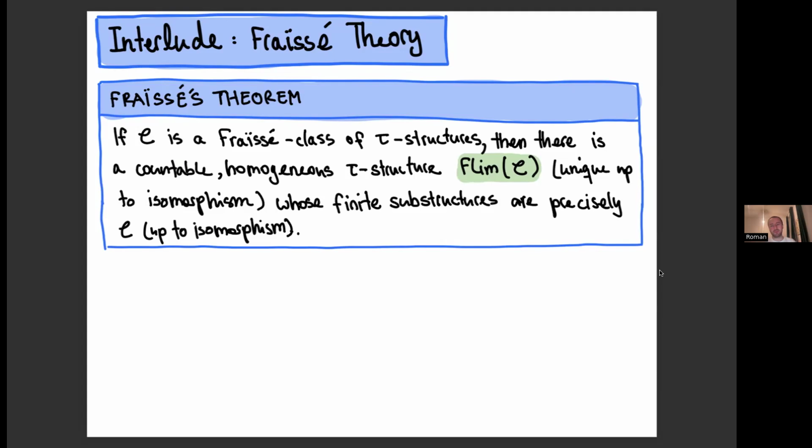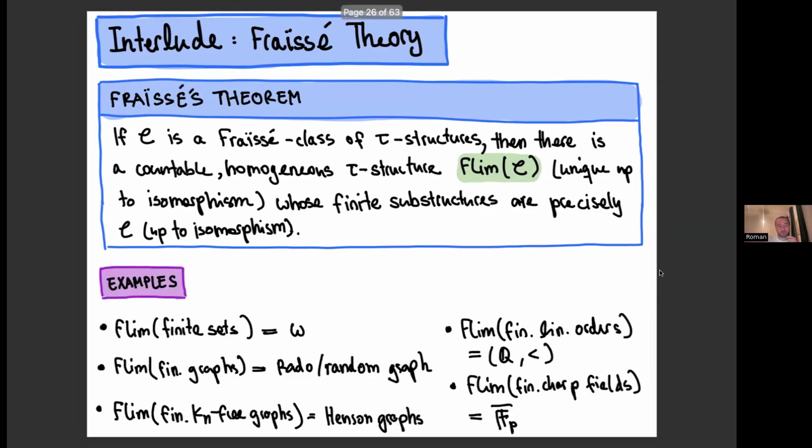And yeah, I didn't want to put the definition of homogeneous here on the slide, but more generally, a structure is called homogeneous if whenever you have two finite substructures which are isomorphic, then an isomorphism of those finite substructures can be extended to an automorphism of the whole structure. So that's what it means to be homogeneous.